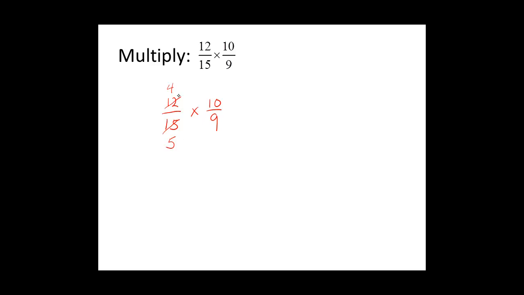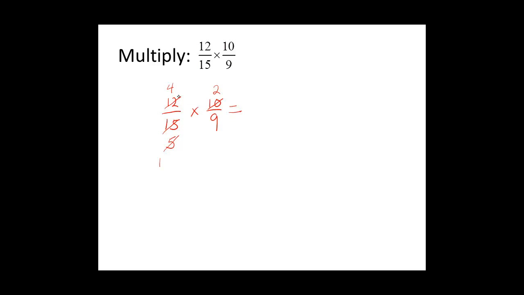This 4 has factors 2 and 2, but we don't have anything that has a 2 as a factor in the denominator. Let's look at this numerator. This numerator is a 10, and it has factors of 2 and 5. So we can divide this denominator and this numerator by 5. 10 divided by 5 is equal to 2, and 5 divided by 5 is equal to 1.